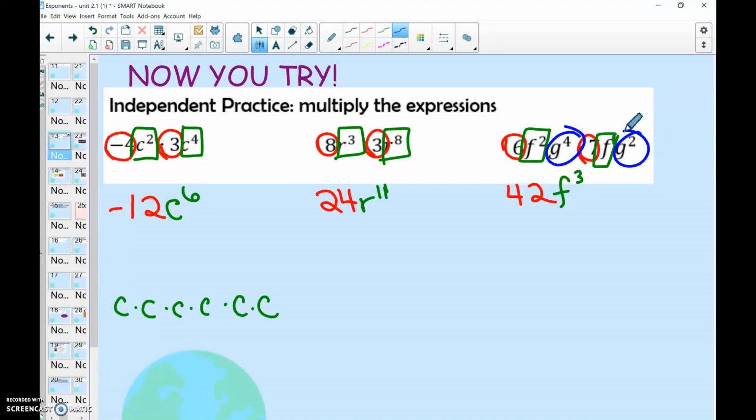Then you also have g to the 4th and g squared, which means I'm going to have g to the something. Well, 4 plus 2 is 6, and these have to stay separate. You can only combine variables if they have the same base.